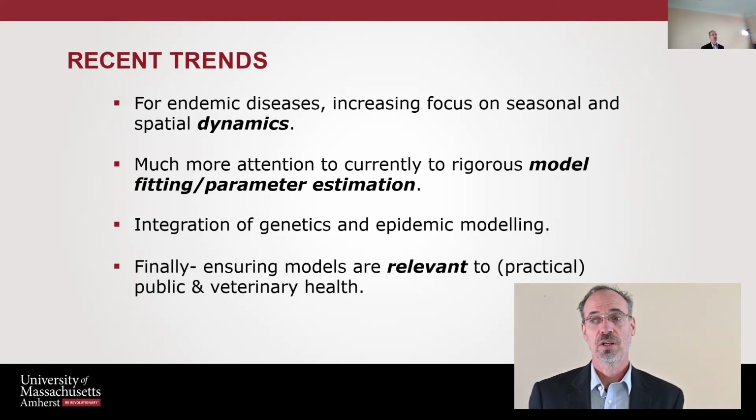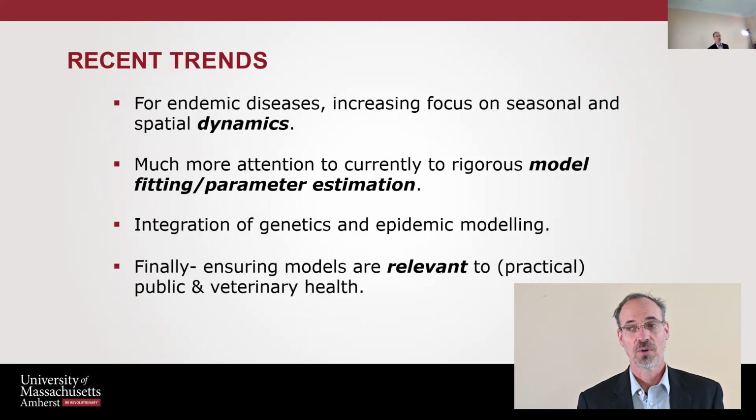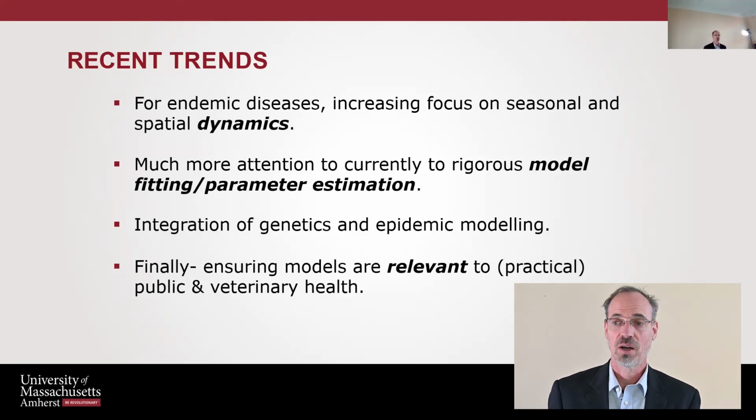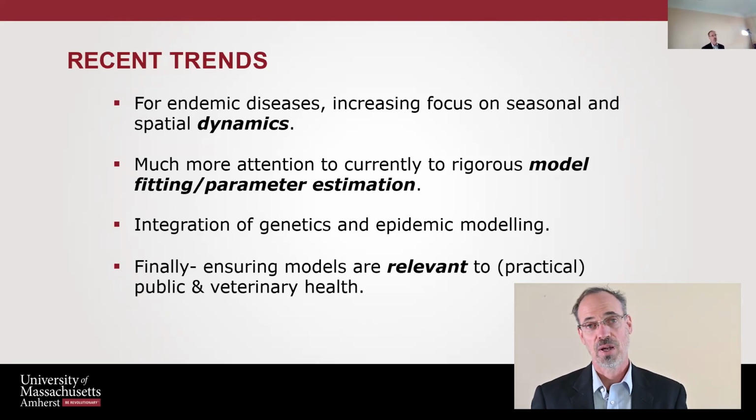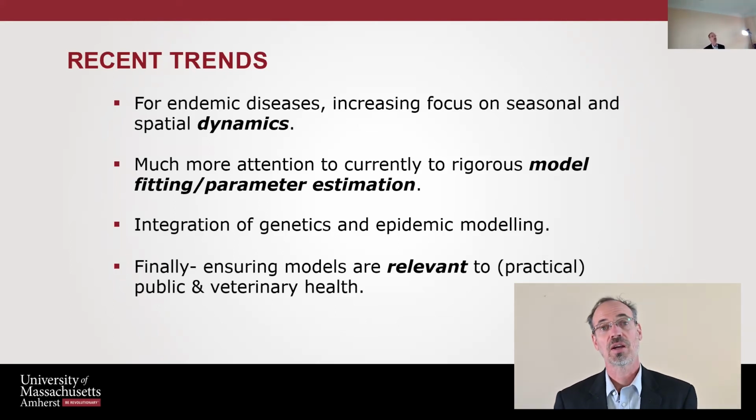Endemic diseases: an increasing focus on seasonal and spatial dynamics. Much more attention paid to rigorous model fitting and parameter estimation. The models are becoming more and more complex, and we're trying to get more and more accurate with our models. Integration of genetics and epidemic modeling, so modeling transmission dynamics within specific populations, within specific types of people, within specific genetic profiles, and that includes the pathogen as well. And finally, ensuring models are relevant to public and veterinary health.